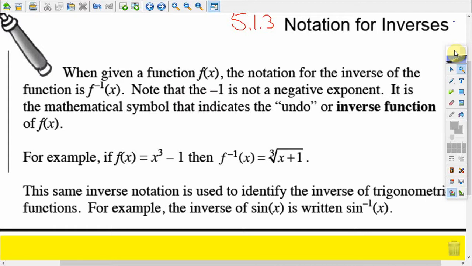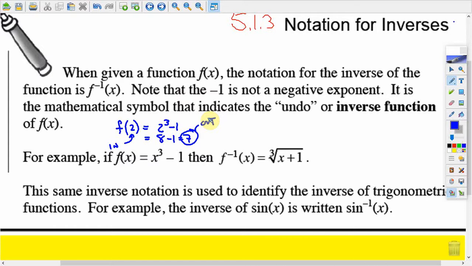Now we can check our inverses by making sure that the input of one becomes the output of the other. So let's check that real quick by doing f of, let's do 2. So f of 2 says that 2 cubed minus 1 would be 8 minus 1, which would equal 7. So our input is 2. Our output is 7.